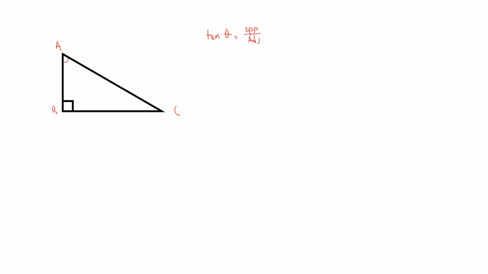So now, still using A, we'll say AB is equal to 16 and BC is equal to 21. So now we have tan A is equal to opposite over adjacent, so 21 over 16, which gives us approximately 1.3125.